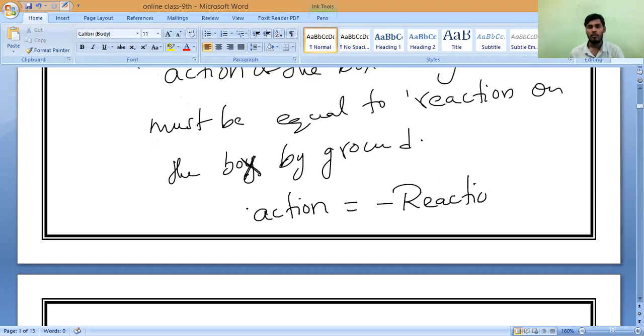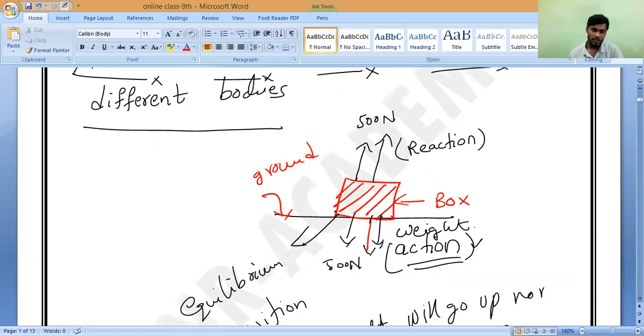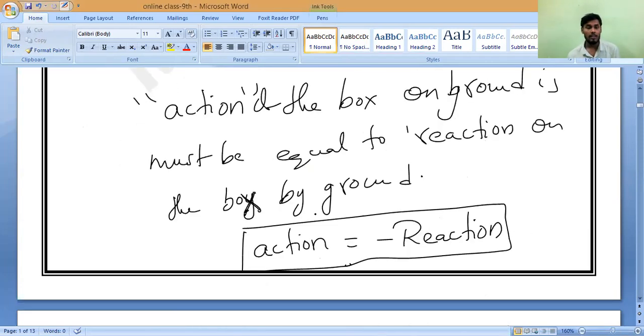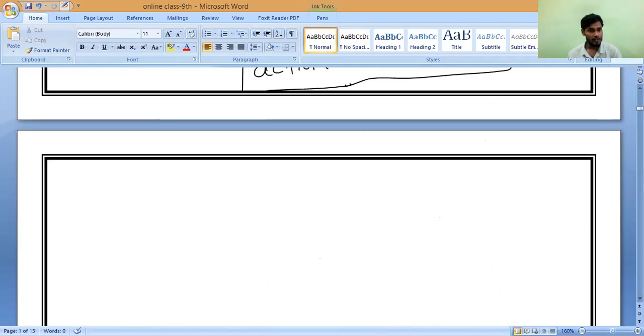From this I can say the forces, action and reaction, always act on two bodies. Here the two bodies are the ground and the box. This is body one and body two. Any doubt? You can ask. So this is what takes place in understanding Newton's law. Whenever the action is acting and the reaction is exerting, definitely two bodies are involved. So this is all about action and reaction acting on two different bodies.